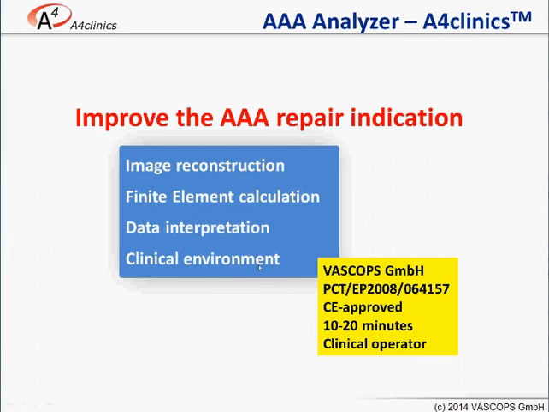And everything has to be compiled in a clinical environment, and this is possible with the software I'm going to demonstrate today. So VASCOPS GmbH built this software. It has a worldwide patent on it, and it's CE approved, but only the clinical version is CE approved. And today we're talking about the research version, so that needs to be mentioned here. And the fantastic feature is that you can build or perform such a pipeline within 10 to 20 minutes on a standard computer, done by a clinical operator.